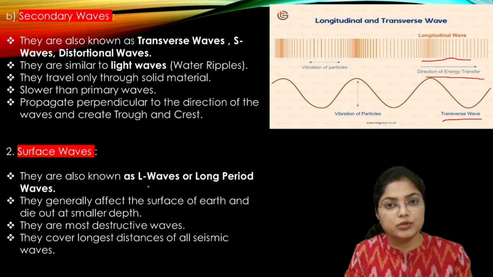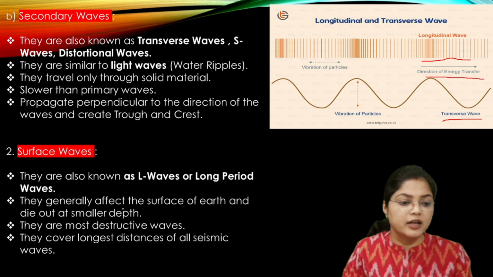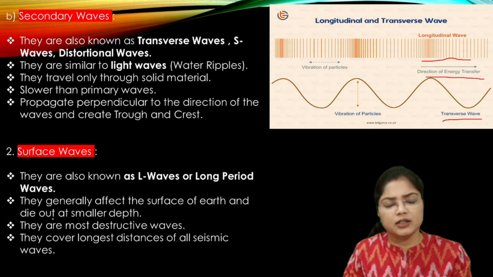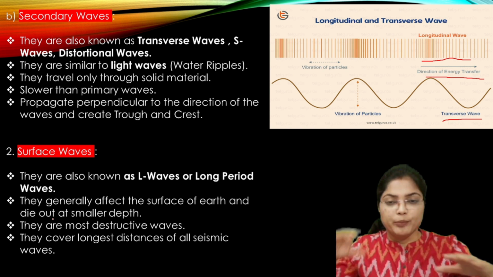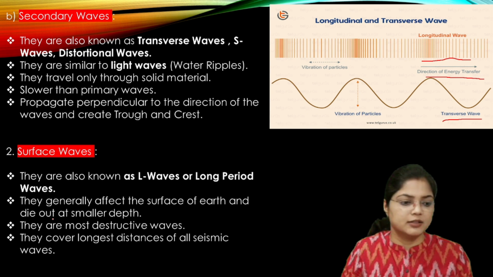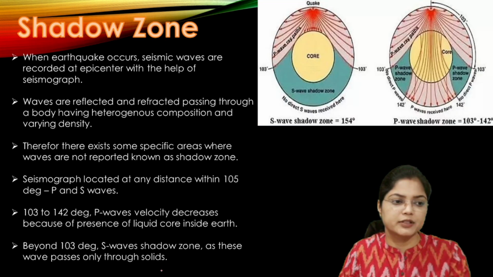That's why they are the most destructive waves, and they generally affect the surface of the earth and die out at smaller depth. Means they cover a large area, but their depth is very less. They are most destructive. They cover the longest distance of all seismic waves.